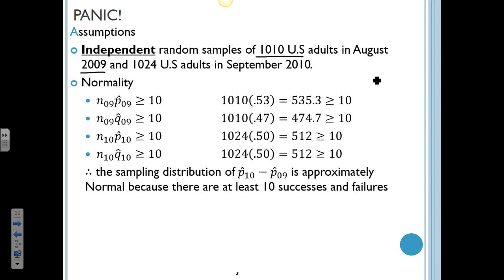Therefore, the sampling distribution of P hat sub 10 minus P hat sub 9 is approximately normal because there are at least 10 successes and failures.